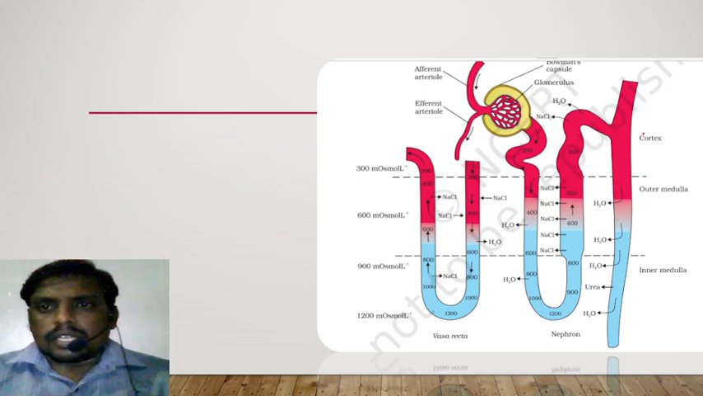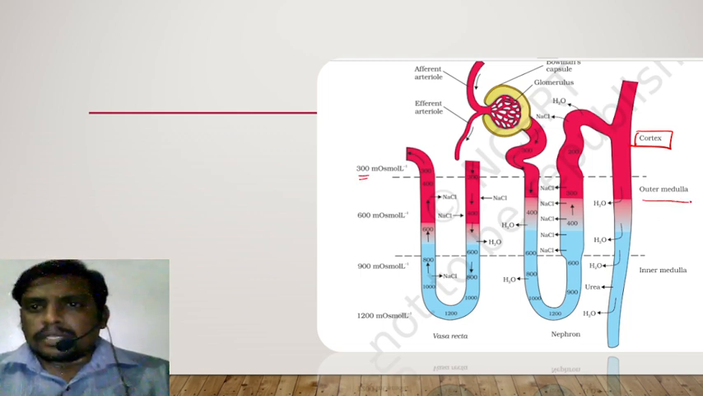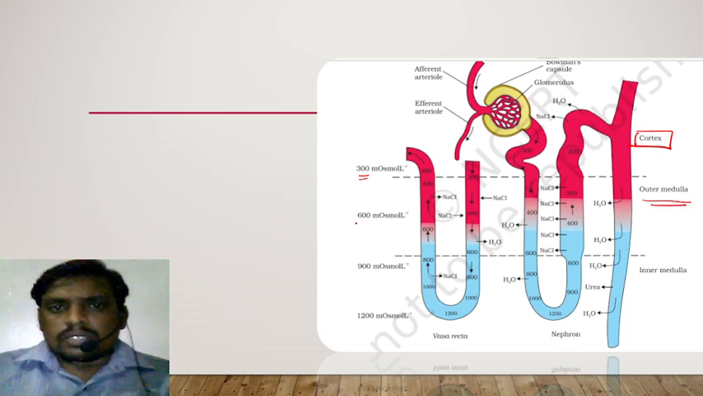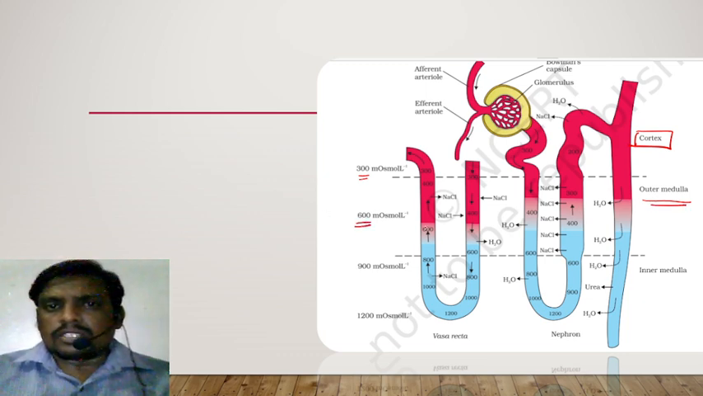You can see the interstitium here. This is the cortex region, and that contains interstitium of 300 mOsm/L. This is the medulla, the outer medulla, with interstitium of 600 mOsm/L.